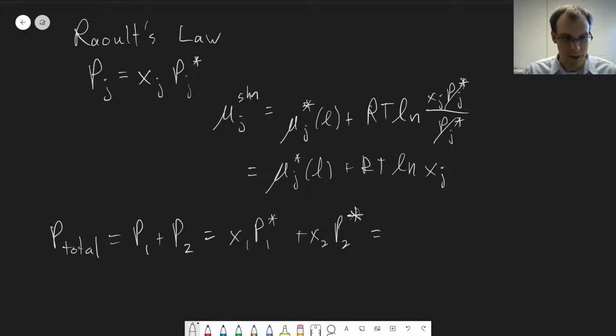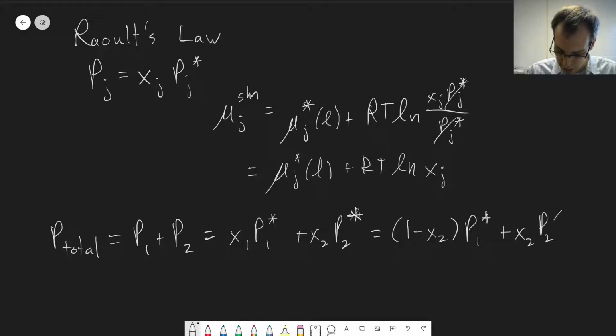We can rewrite this in terms of just x2 here. So 1 minus x2 is the same thing as x1, times p1 star plus x2 p2 star. And we can then simplify this to p1 star plus x2 times the difference in p2 star and p1 star.